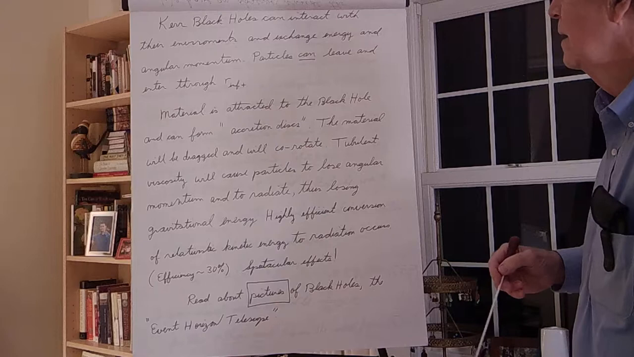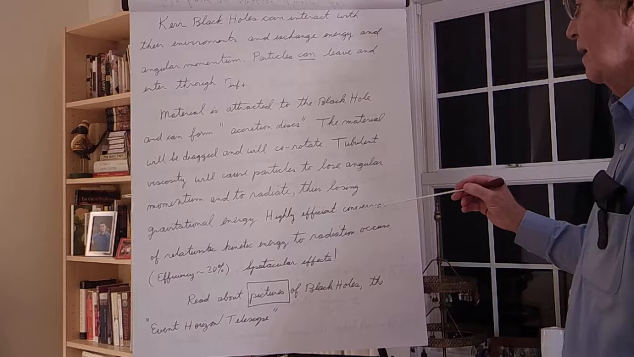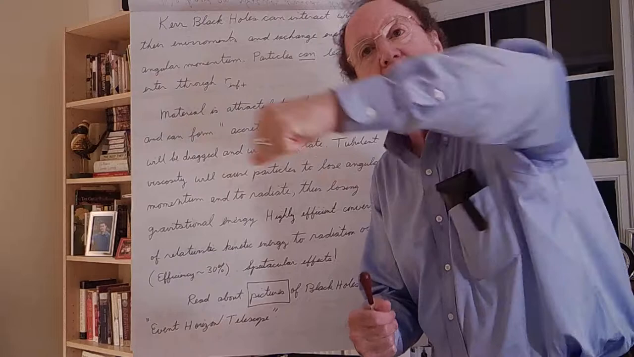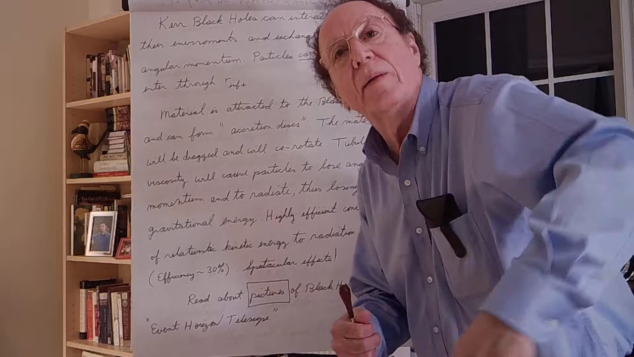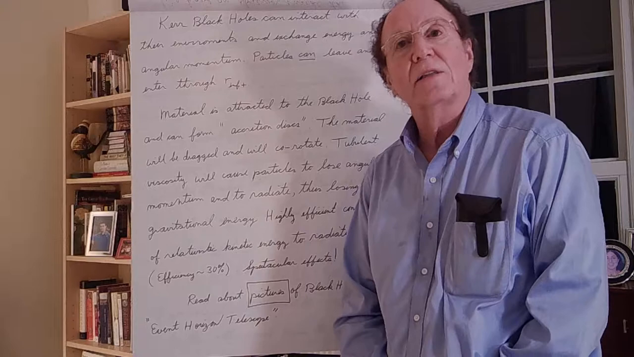And I'm simply stating that here. Now, when you get down to the numbers again, you can find very high efficient conversion of relativistic kinetic energy to radiation occurs. The particles are being drawn toward the black hole. They're being swept around in it. They're deeply bound by the time they get near the event horizon. How much so? Well, when they radiate, they can radiate at an efficiency of about 30%. That is, 30% of their rest mass can show up as radiation. So it's a very deep binding.